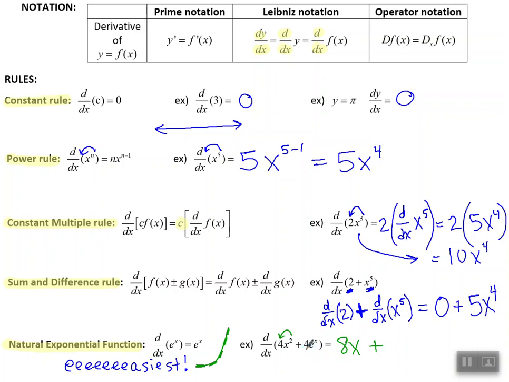4 is a constant multiple, so it gets multiplied to the derivative of what it's multiplied to. What's the derivative of e to the x? Well, that's our easiest because it stays the same, e to the x. And there we have it.